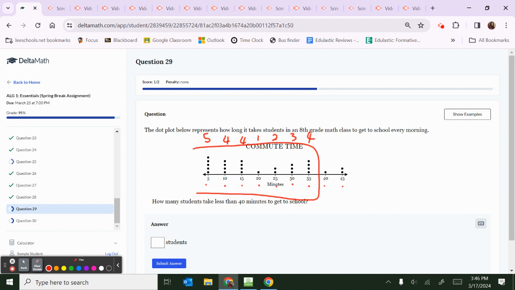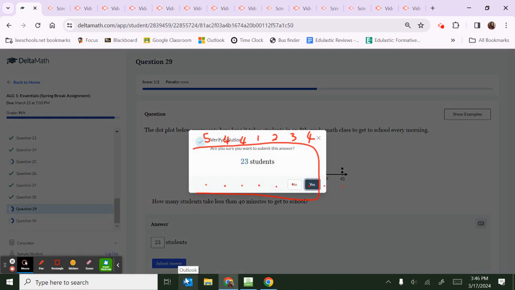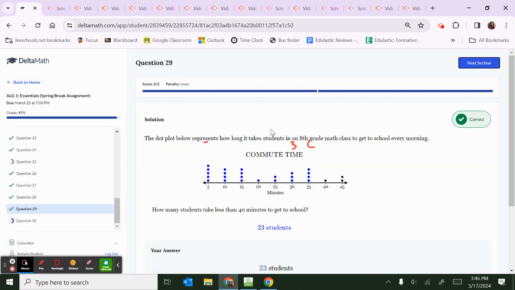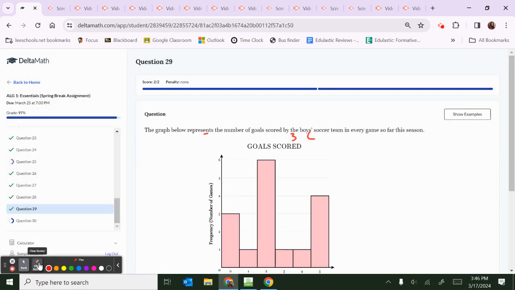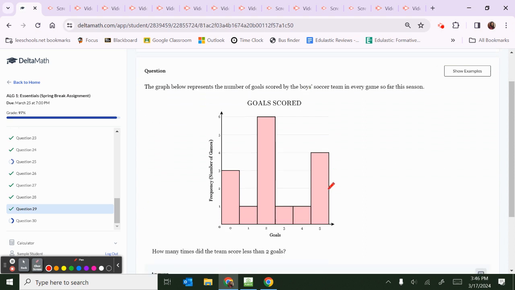So when I add up all those numbers, that would be the total amount of persons that took less than 40 minutes. So 5 plus 4 is 9, plus 4, 13, plus 1, 14, all right? Plus 2, 16, plus 3, 19, plus 4, 23. So about 23 students did less than 40 minutes, okay? But again, guys, keep on practicing because there's a lot of different variations for this one, all right?